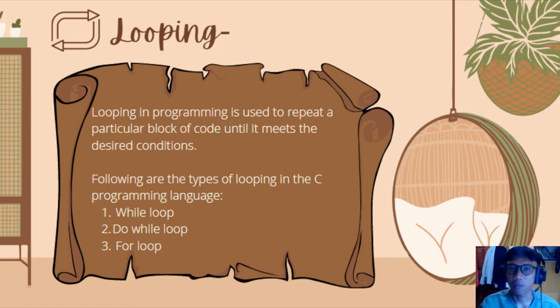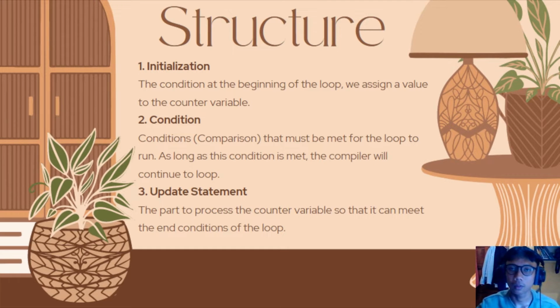Okay, before we dive into these types of looping, we need to know about the structure of looping. Here is the structure of looping in C language. The first one is initialization. At the beginning of the loop, we assign a value to the counter variable. The counter variable is usually signed with I.